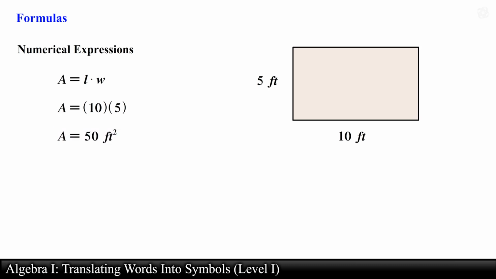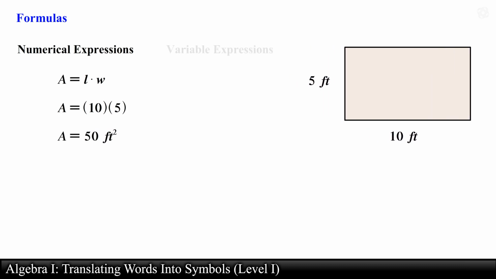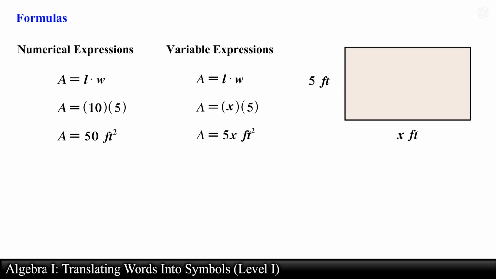The other type of answer that can be obtained from formulas is a variable expression. For example, say we take the same problem, the width is still 5 feet, but now the length is equal to x. In this case, we once again substitute each variable in the formula with the corresponding value that we are given. The width is equal to 5, and the length is equal to x. So our final answer is 5x. This variable expression represents the area of the rectangle with the given measurements.